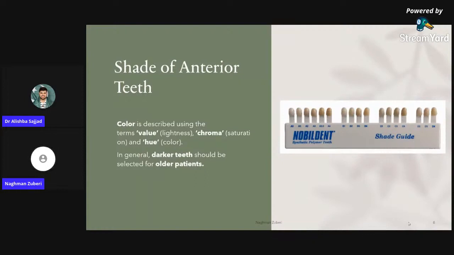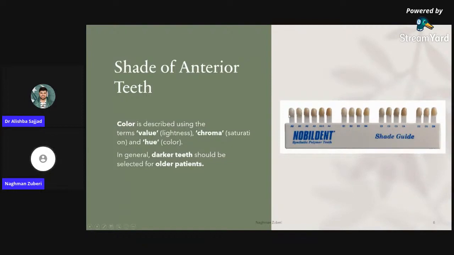A very important point, and the common mistake we make: we actually use the normal Vita shade guide for shade selection of the acrylic teeth. That is not correct. Always use the special synthetic polymer teeth shade guide. Though the shades over there are almost the same, some additional chroma levels you will be able to see. The hues would be the same, but here you can see A0 as well.